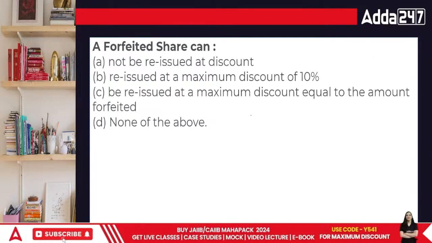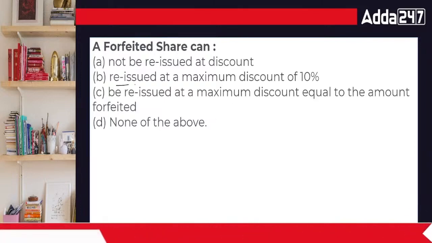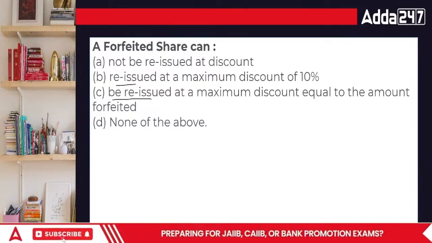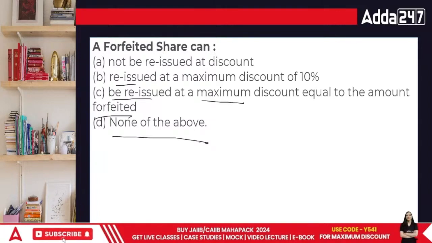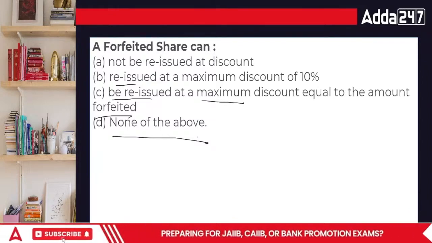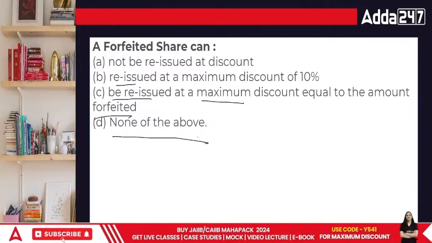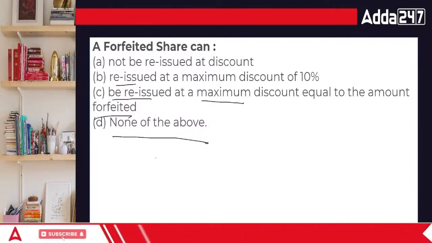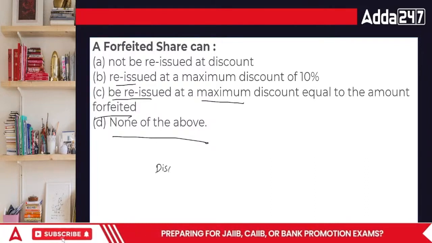What do you mean by a forfeited share, everyone? Not be reissued at discount, reissued at a maximum discount of 10%, reissued at a maximum discount equal to the forfeiture, or none of the above. In accounting, as per the Companies Act 2013, no company is allowed to issue shares at a discount.